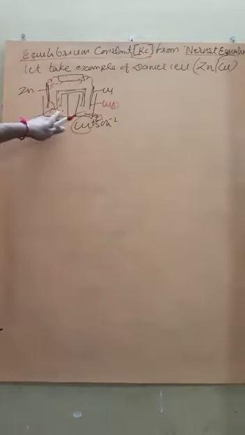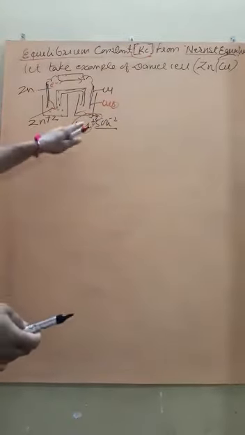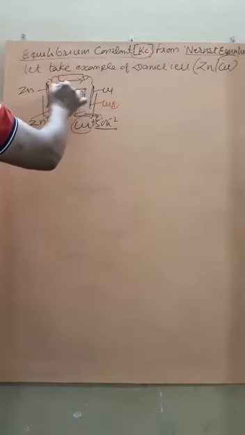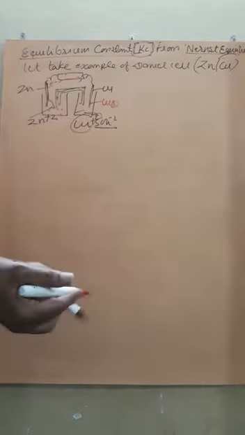Now the concentration of sulfate ion decreases here. It is due to the increase in Zn2+ cation, while here the concentration of sulfate ion is increasing. This is due to the decrease in the concentration of Cu2+ cation, because the Cu2+ cation is getting converted into copper solid. That means there is an imbalance of ions. Therefore, to balance the ions, sulfate ions travel through the salt bridge to the zinc sulfate solution vessel. Are you getting it?